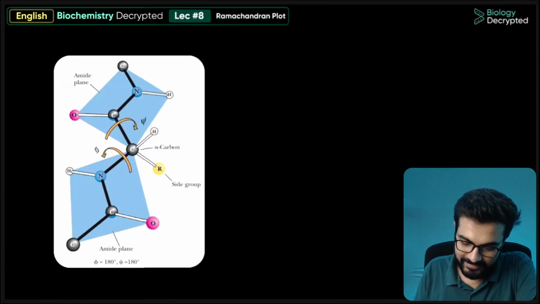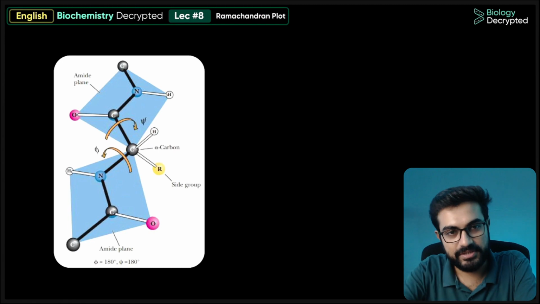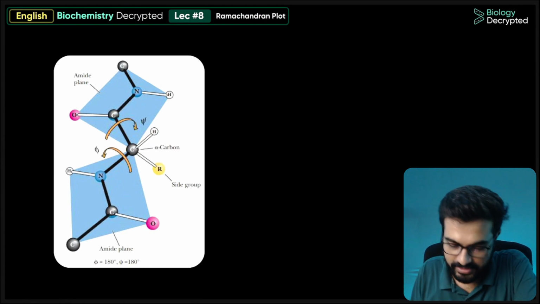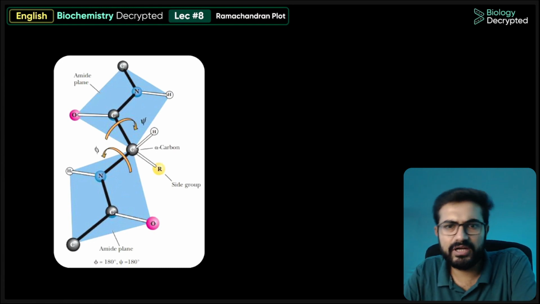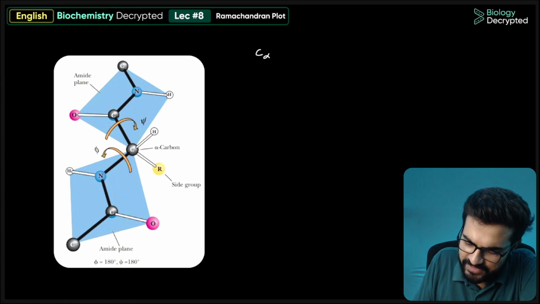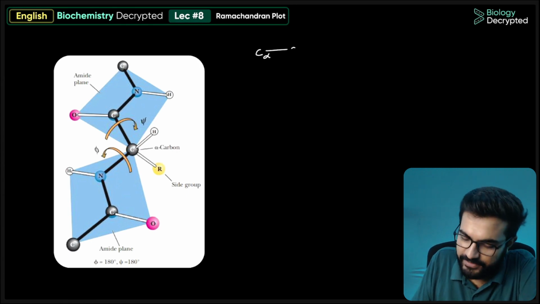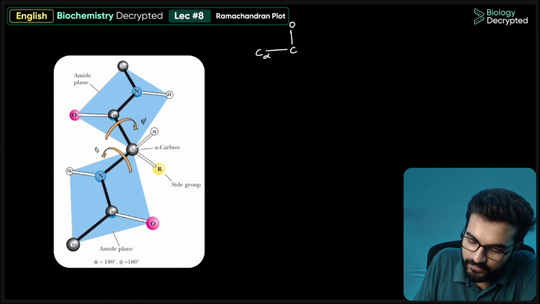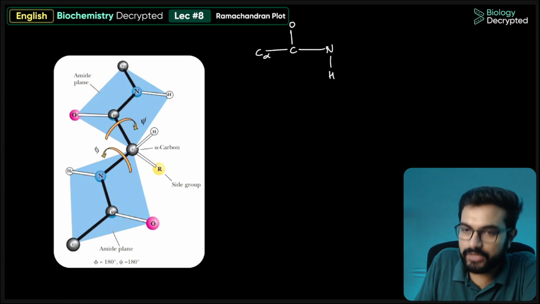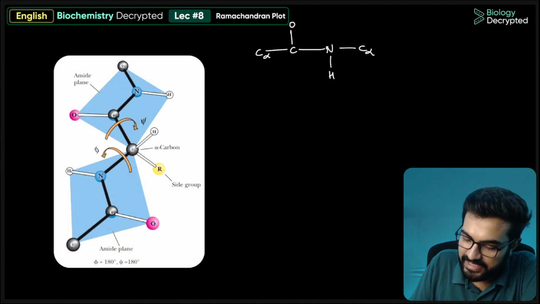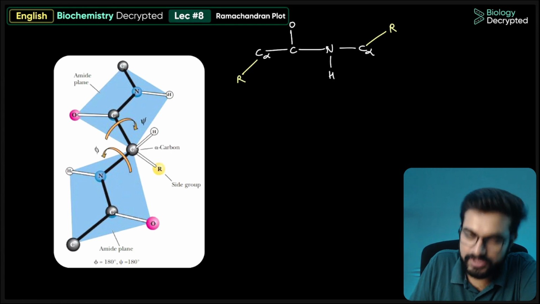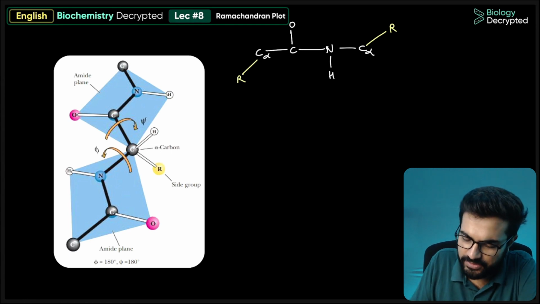Now let's look at this particular structure. This actually represents this whole thing. Now if we talk about this particular structure, and if we try to represent it in a very simple manner, we can show this as C alpha, then we have the carbon and oxygen, then we have nitrogen, hydrogen, C alpha, and this C alpha is attached to an R group, and here this is also attached to its respective R group, and also this whole thing continues.